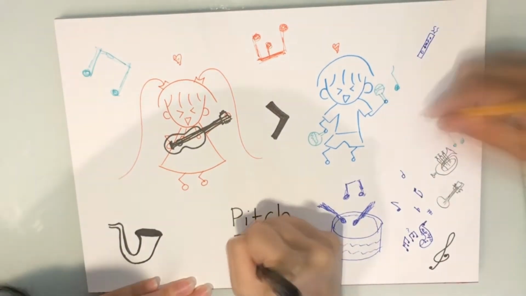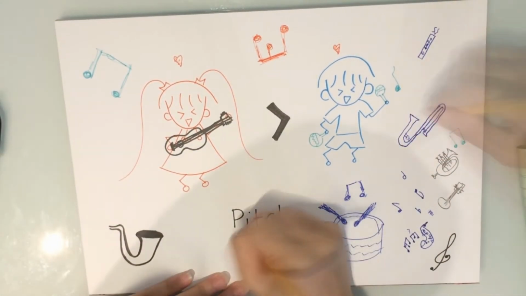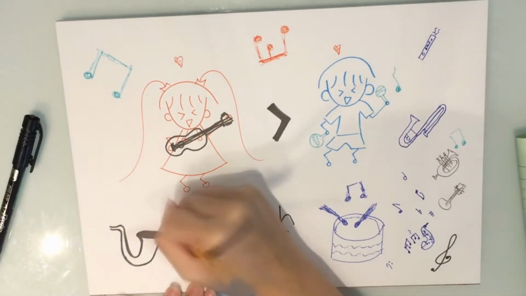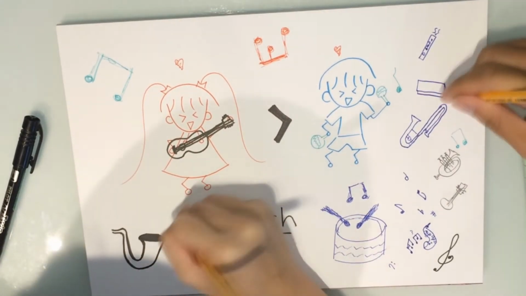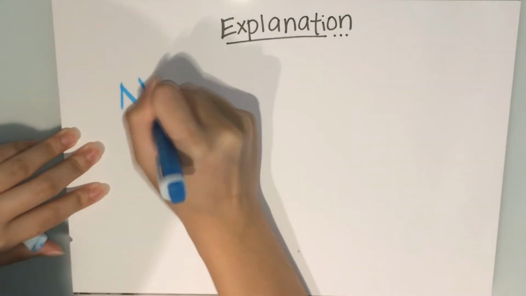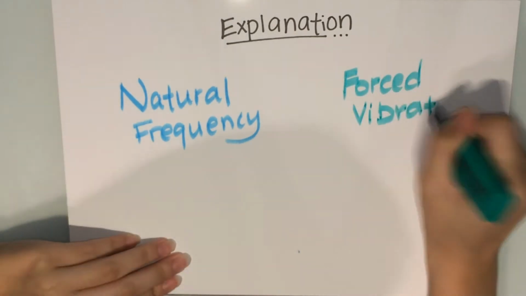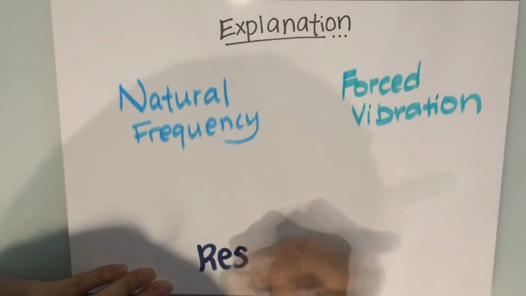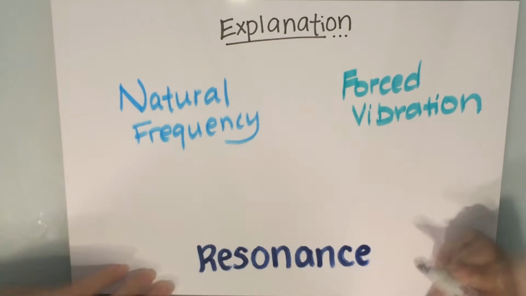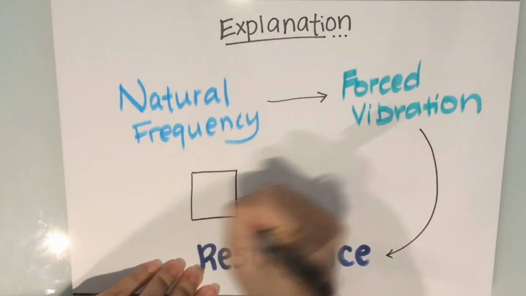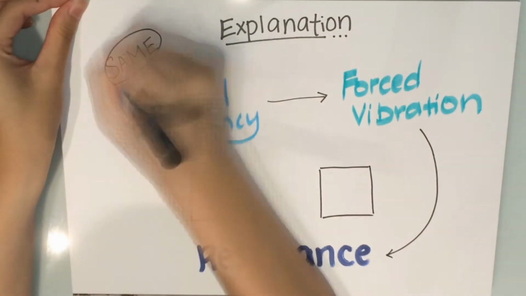Today we'll be using different musical instruments to explain the difference in sound and pitch. Let's understand the general concepts first. When an object vibrates, it tends to vibrate at a particular frequency, or set of frequencies. This is known as the natural frequency.